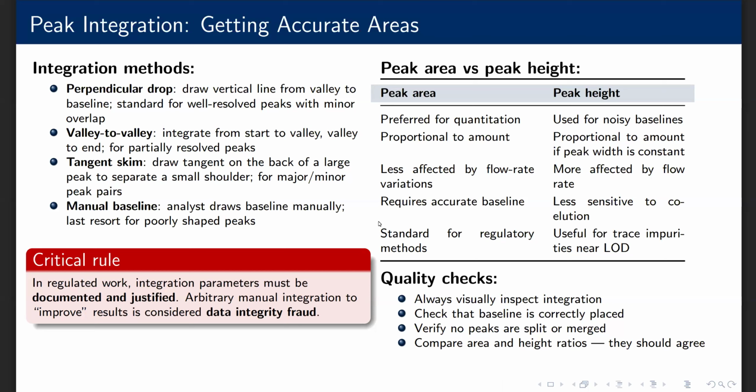The comparison table between peak area and peak height is important. Area is the standard for most quantitative work because it is less sensitive to flow rate variations. Height is sometimes preferred for very noisy baselines or when detecting trace impurities near the detection limit.